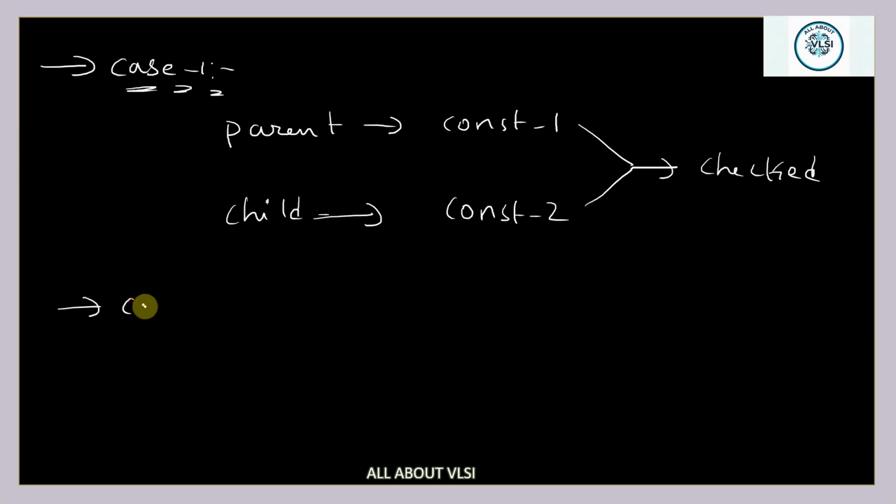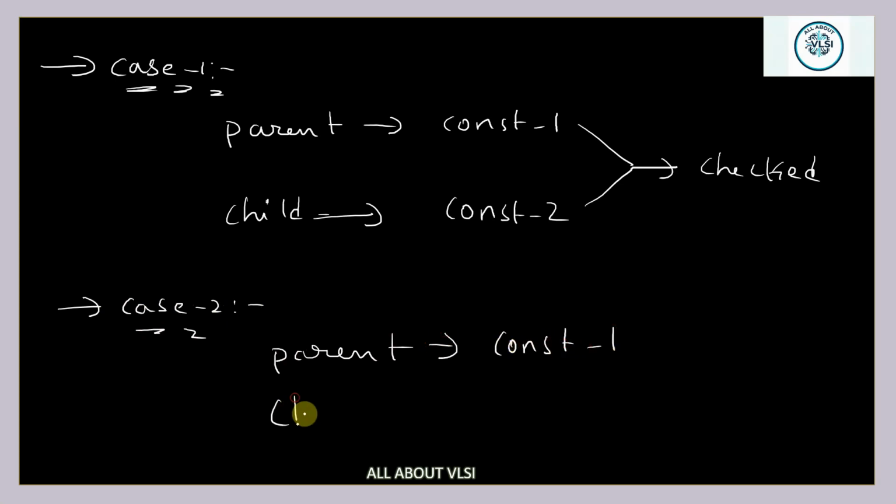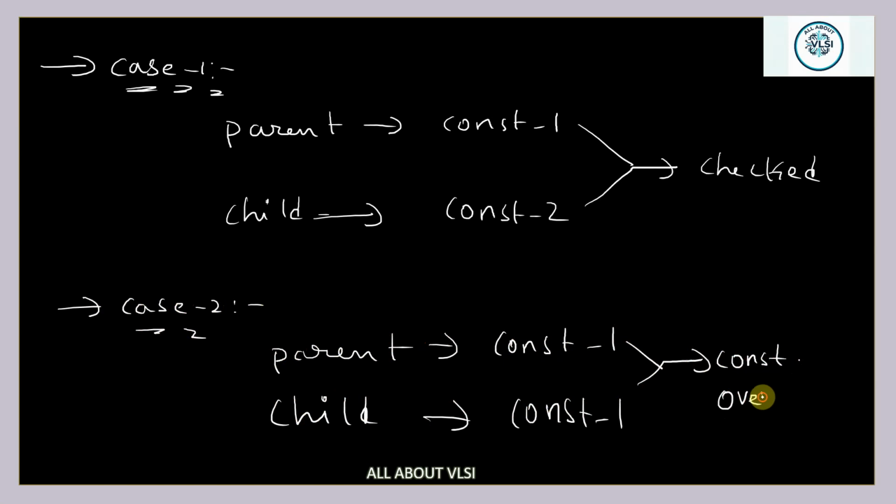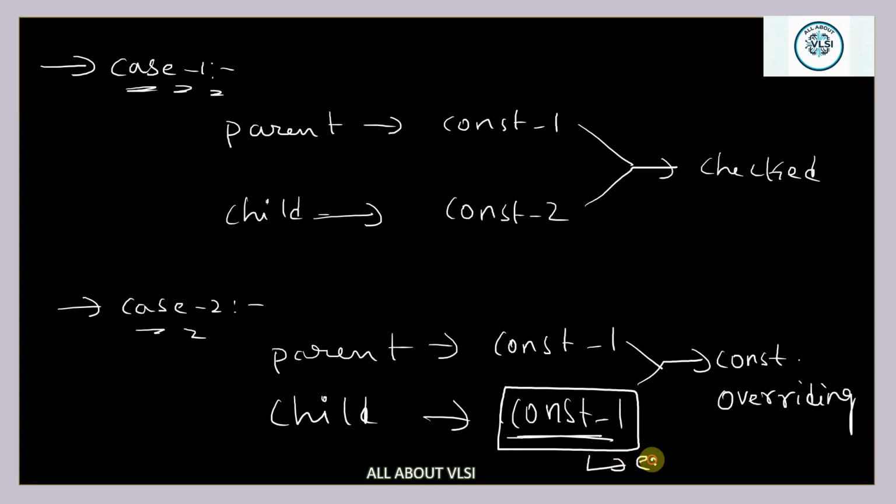But in the case of our case 2, if the parent is having a constraint, let's say const underscore 1, and the child is also having the same constraint name, this is known as constraint overriding. And only the constraint which we have written inside our child will be executed. Only this will be executed. Is it clear, guys? Yes or no?